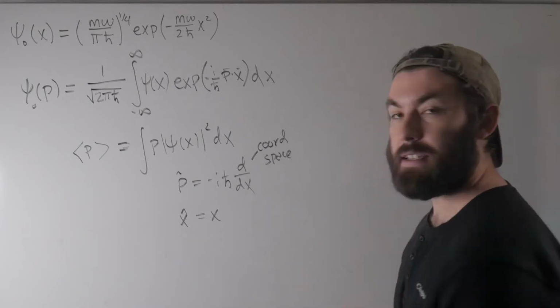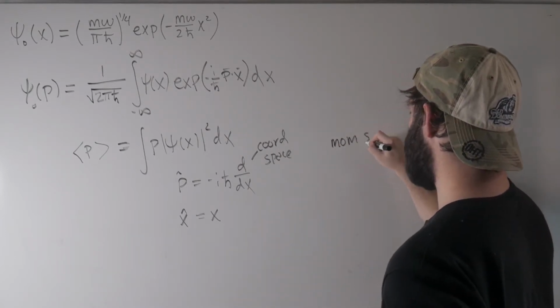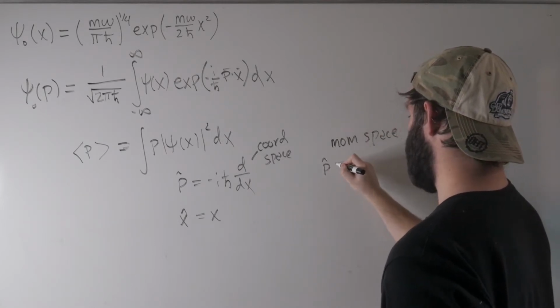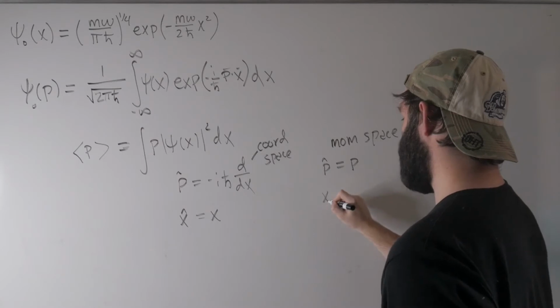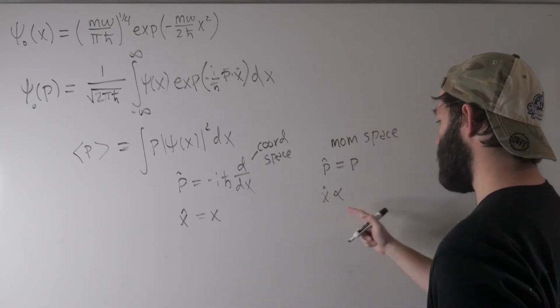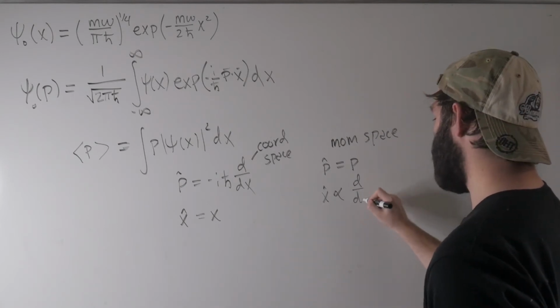In momentum space, the opposite happens. So in momentum space, momentum is a variable, and position becomes the differential operator. I forget what the proportionality constant is, so I'm just going to write this alpha to mean proportional to, and it's proportional to a time derivative.